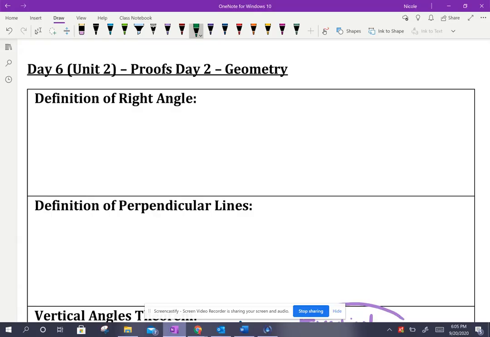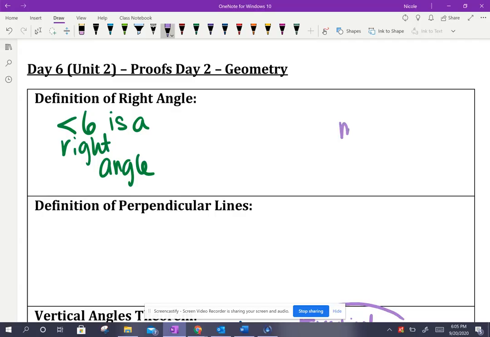If, for example, I've been given angle 6 is a right angle in our given, or I can tell it in the picture because the angle has that box on it, I can then come back and say the measure of angle 6 is 90 degrees. So all this definition is allowing us to say is because I know an angle is a right angle, I can now say it has a measure of 90 degrees.